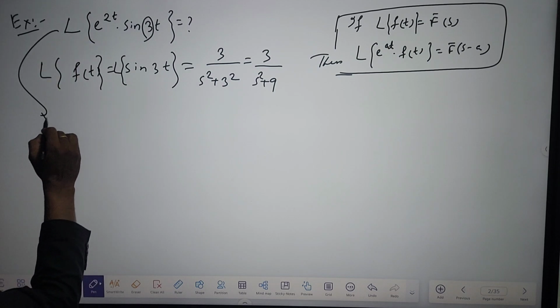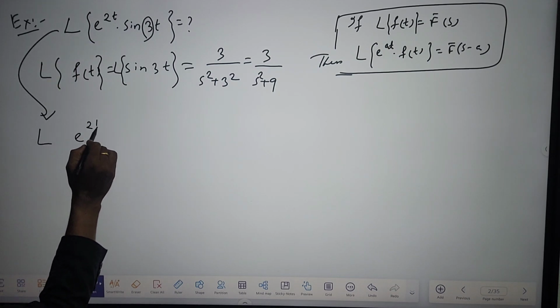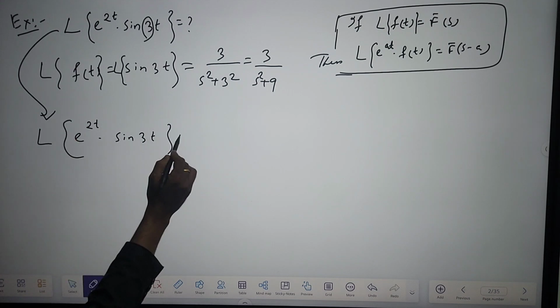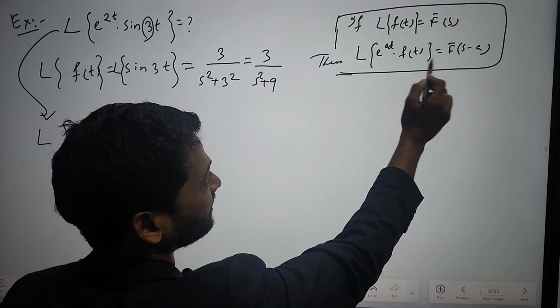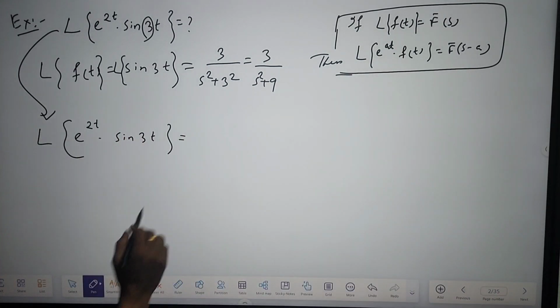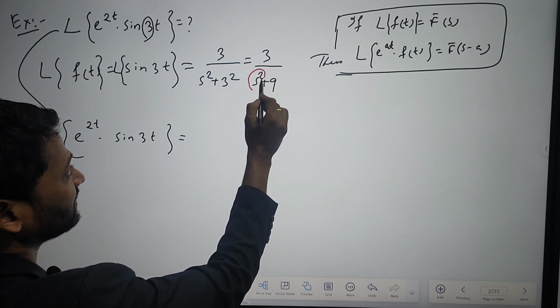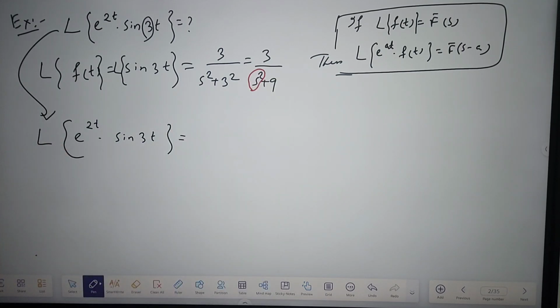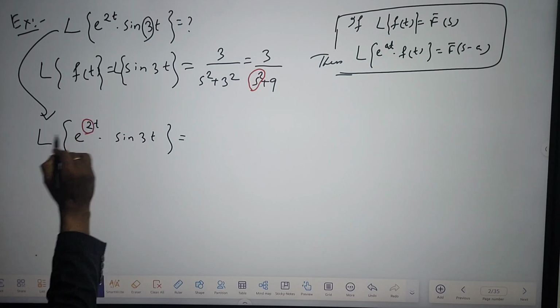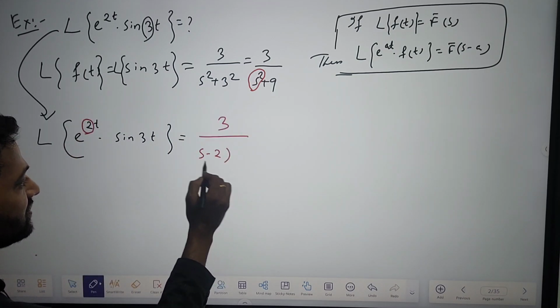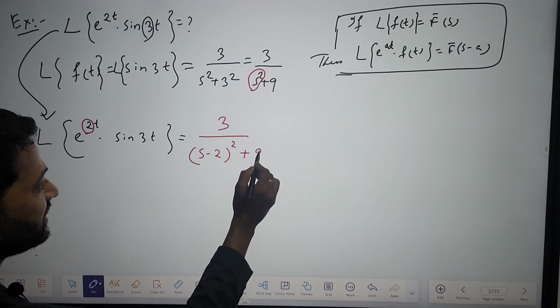Then we will find the Laplace of e to the power 2t into sine 3t. As per the first shift theorem, Laplace of e to the power at into f t is f bar s minus a. What you will do is just replace s with s minus a. Here a is 2, so your answer is 3 by s minus 2 whole square plus 9.